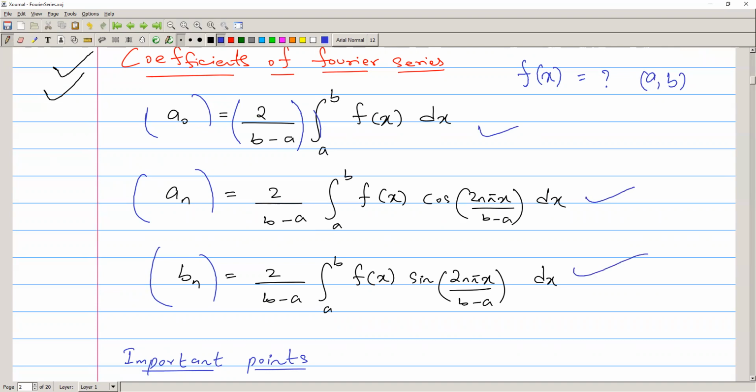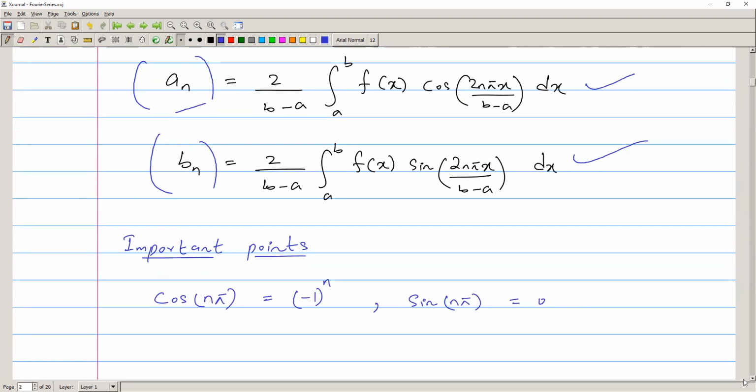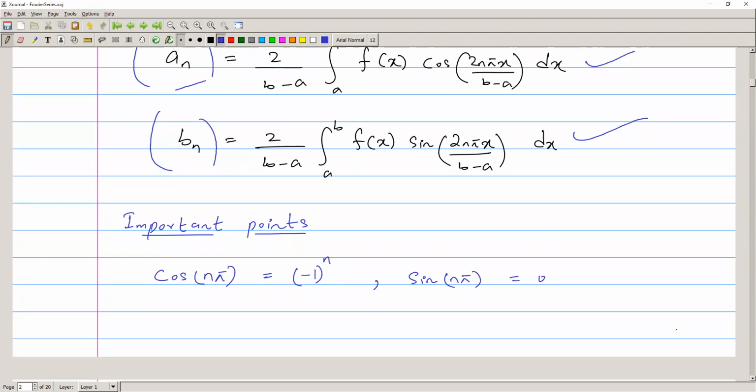a naught is 2 divided by b minus a, integral a to b, f of x dx. And for a n, 2 over b minus a, integral a to b, f of x cos 2 n pi x over b minus a. In a similar manner, b n is equal to 2 over b minus a, integral a to b, f of x sin 2 n pi x over b minus a.